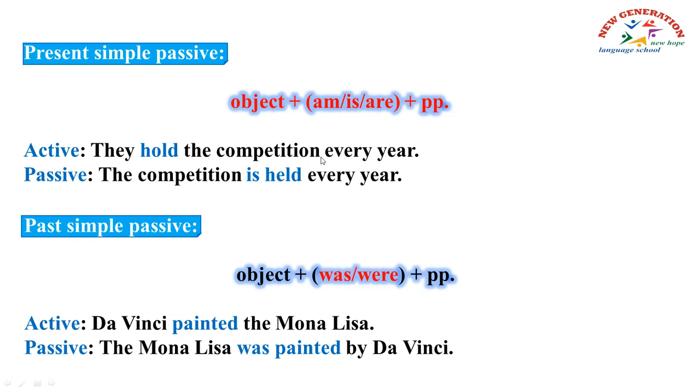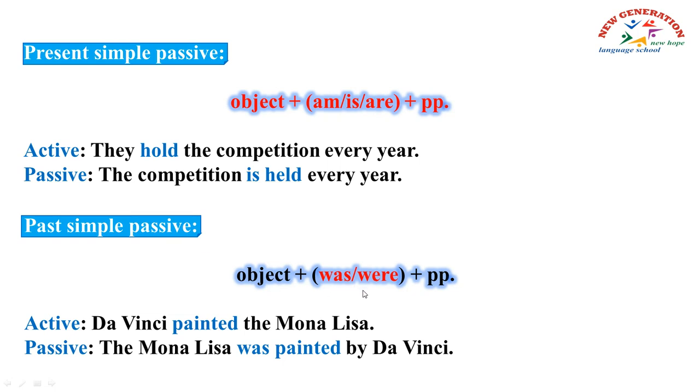They hold the competition every year. I started the sentence here with they. The pronoun they refers to the subject, the doer of the verb, a group of people. So I want to focus on this part of the sentence. In the second sentence, I shifted places between they and the competition, the object, to focus on the action itself. The competition is held every year. I don't care about who does this action, who holds the competition.